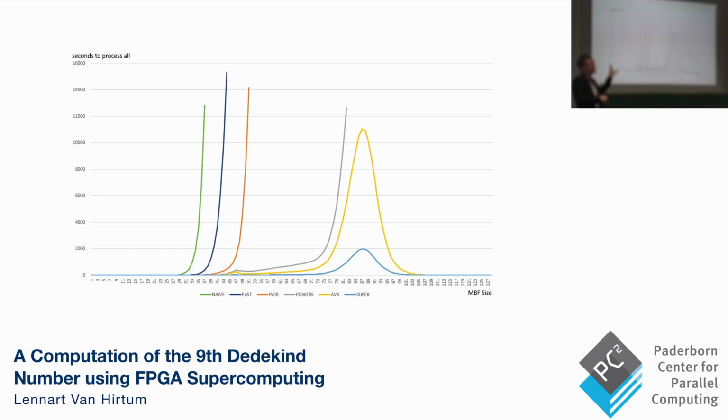So these are the different methods that I explored. Here the green curve is the naive method. The y-axis is the time it takes to do a certain layer. So we start at the bottom layer and work our way up. And you can see it just shoots up. It's in the hundreds or tens of thousands of seconds, this was not going to finish.